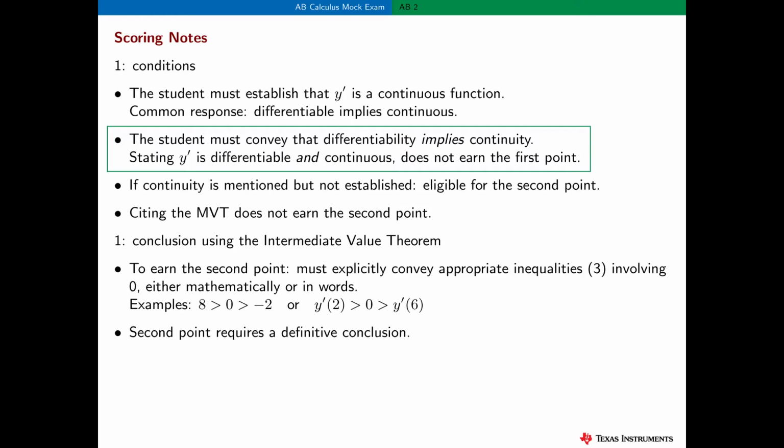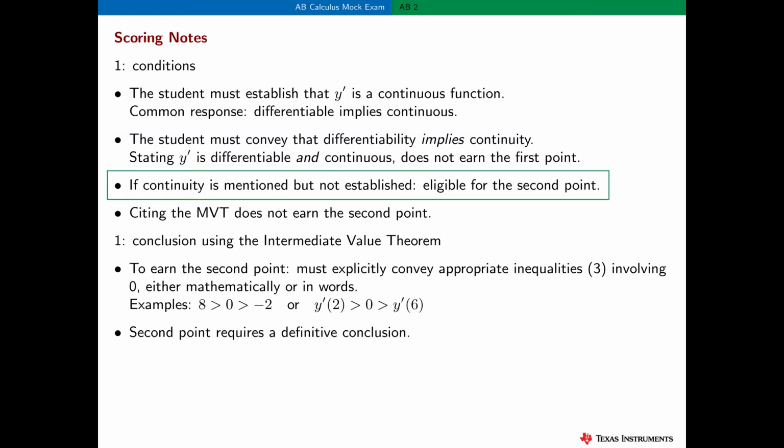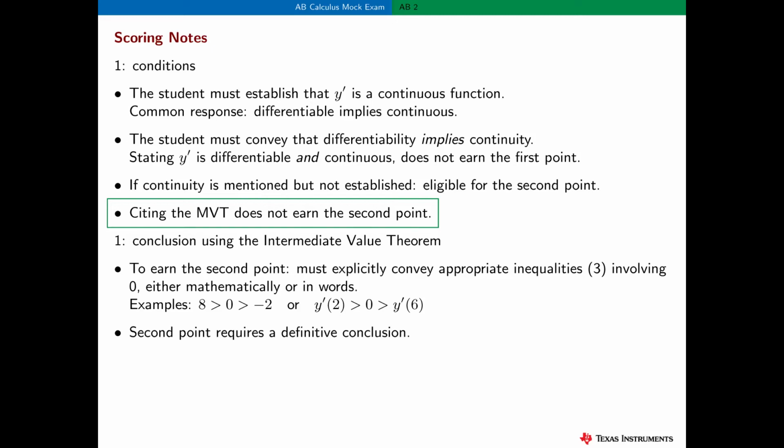The student must clearly indicate that differentiability implies continuity. It's just not enough to say that the function y prime is differentiable and continuous. If continuity is mentioned but not really established, and therefore the student does not earn the first point, they're still eligible for the second point. Now, some students incorrectly cite the mean value theorem instead of the intermediate value theorem, and of course, use of the MVT does not earn the second point.